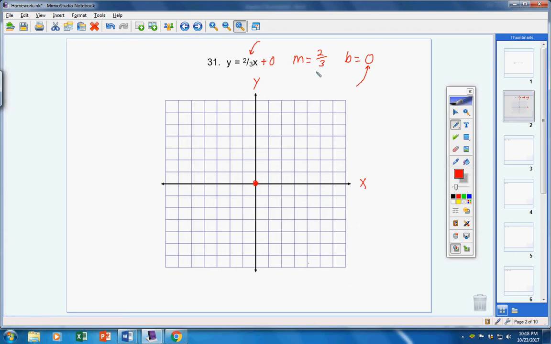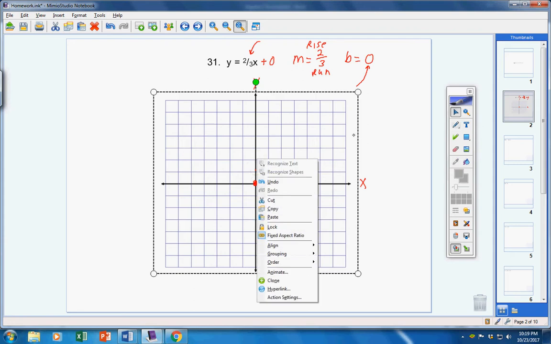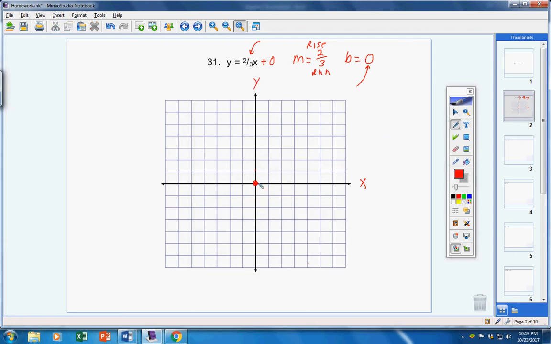Then we use our slope to get another point. Remember, your top number is your rise. Your bottom number is your run. It's positive. So we're going to go up 1, 2, and then 3 to the right. 1, 2, 3. Here's our second point, and now we can draw our line. And it's just that simple.